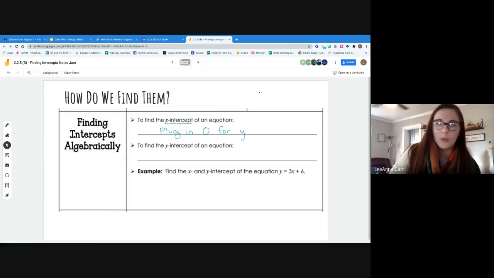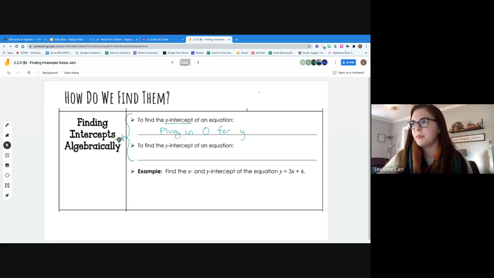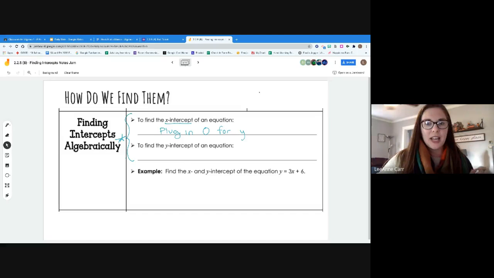Okay, now what I'm writing down, you're definitely going to want to write these two things down. If you are, for whatever reason, writing this on a separate sheet of paper, these two things are your most important things on the screen today. Okay, so if we want to find the x-intercept, we have to plug in a 0 for y. But why would we do that?